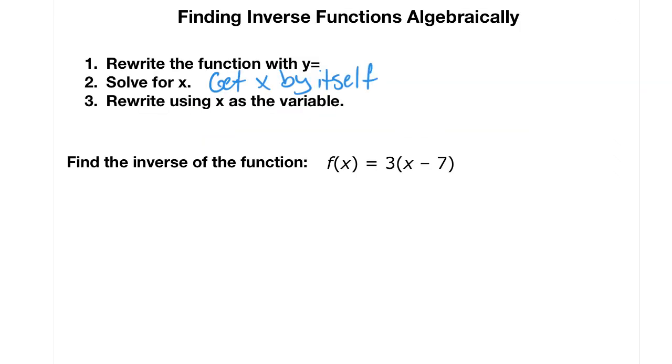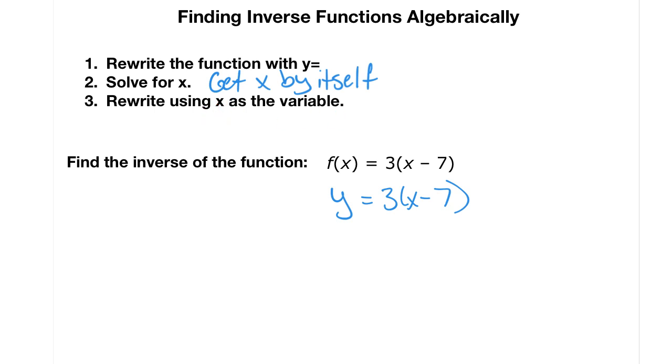For functions that are a little more complicated than the ones we just did, here's some steps you can follow. Step 1, you're going to rewrite the function with y equals. So down here, instead of f of x, we're going to write y equals. Then we're going to solve the function for x, so get x by itself. And then lastly, we'll just rewrite using x as the variable that's in the equation.